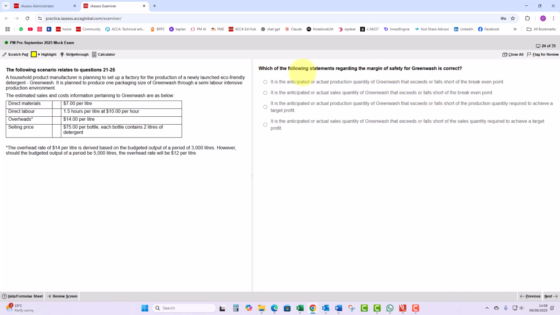This one could be an outlier. Which of the following statements regarding the margin of safety for greenwash is correct? You can take a view on this one. You might be thinking, well, I can see the word greenwash comes up in each of those, so maybe it's not an outlier, maybe it does use information from here.